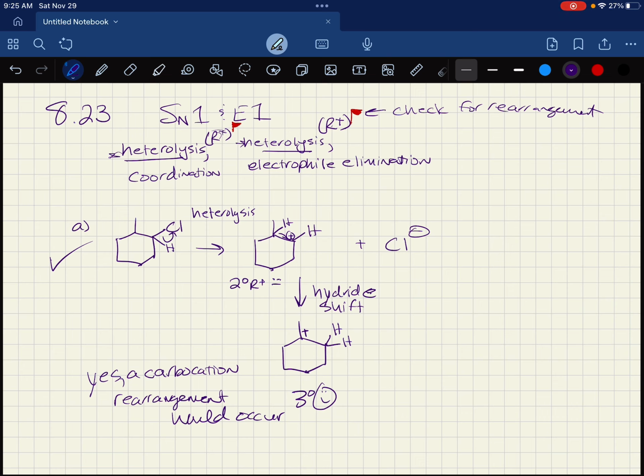There are rearrangements where we can expand rings to larger rings, which makes them more stable. Would that occur to be able to make a more stable carbocation before the last step happens? And the last step will depend upon whether it's an SN1 or an E1 and the nature of the other reagents, the temperature, and other things like that.